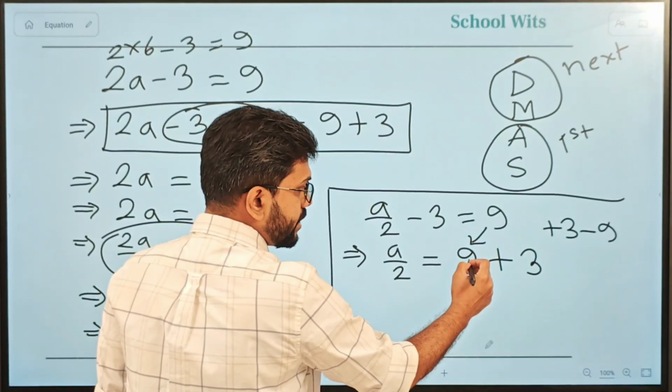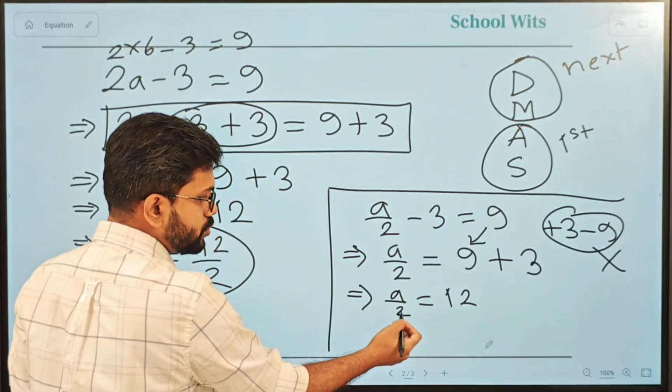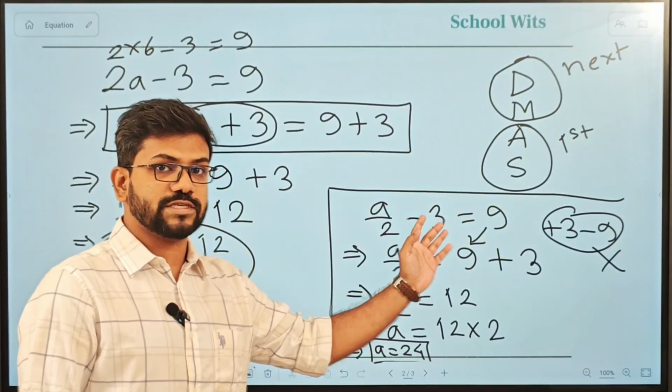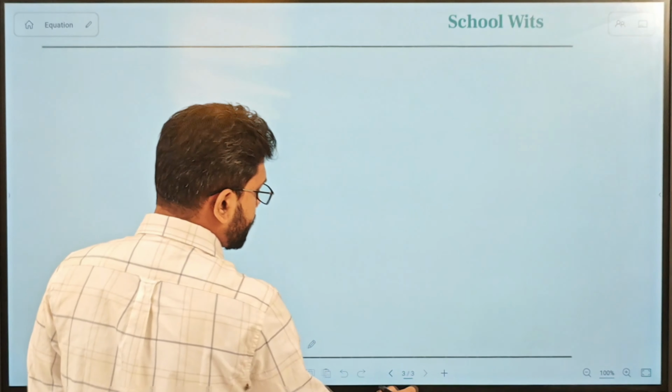So 9 plus 3 would give us 12. Now division, a divided by 2, division to the other side becomes multiplication. You would write 12 multiplied by 2. 12 2s are 24. So you're getting a equals to 24. Again, you can insert the value of a here and check if the equation matches the right hand side and left hand side. Now moving on to some more examples related to equation.